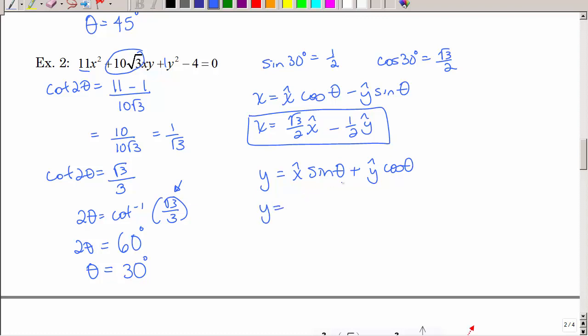So here we have the sine, which is going to be 1/2. Then we have plus the cosine. And that's our other rotation formula that we're looking for. So not real hard, except knowing your values for cotangent.